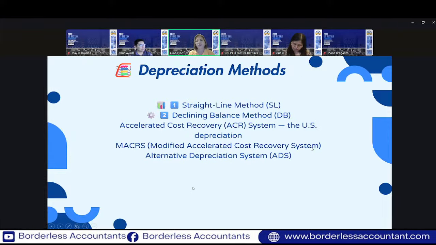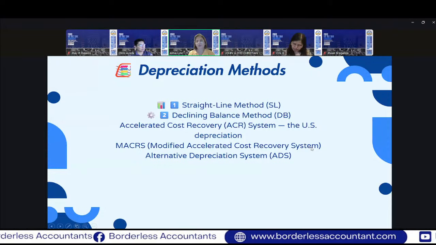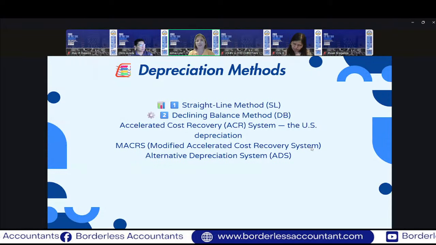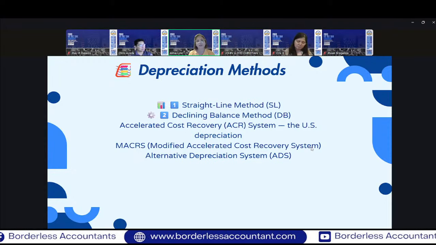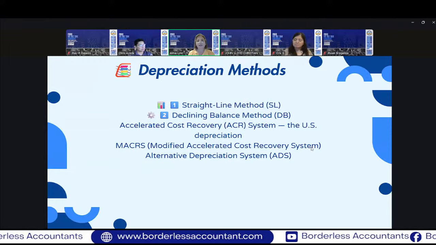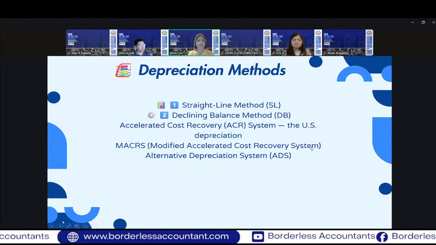We also discuss different depreciation methods. They are straight line, the declining balance, the accelerated cost recovery system, MACRS, and the alternative depreciation system.